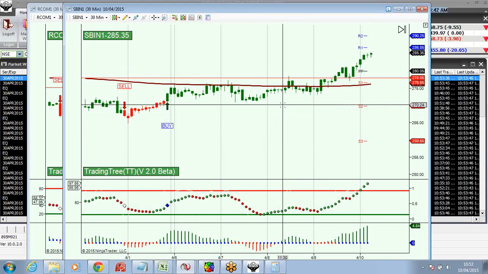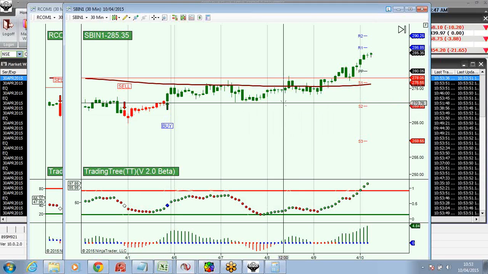Otherwise, you can even hedge it also. There are various hedging strategies what we have. We can even do that also.